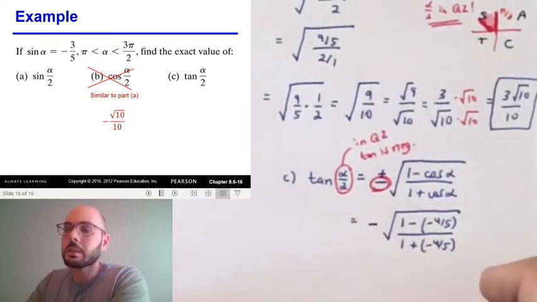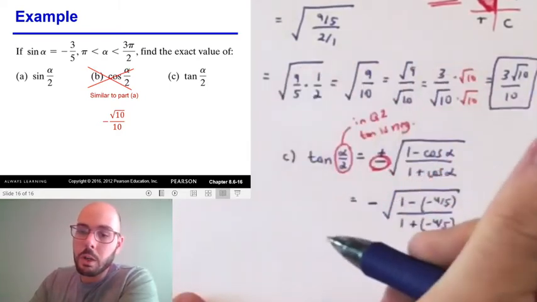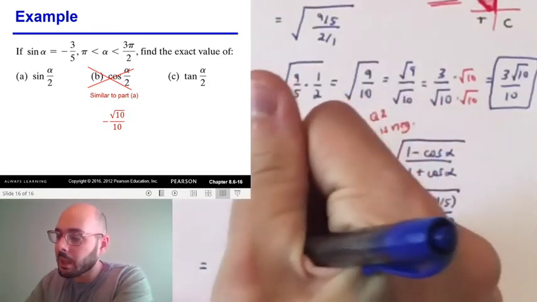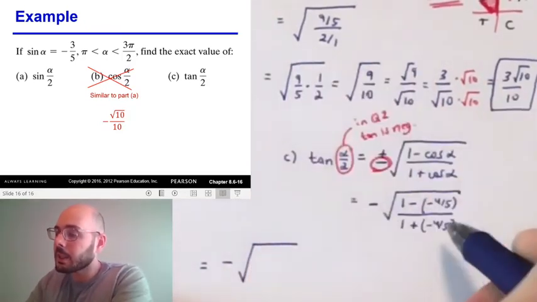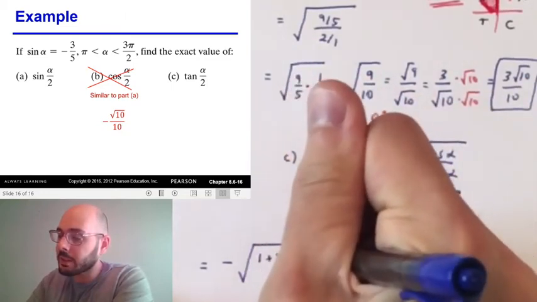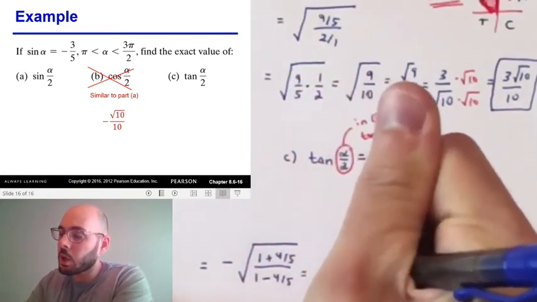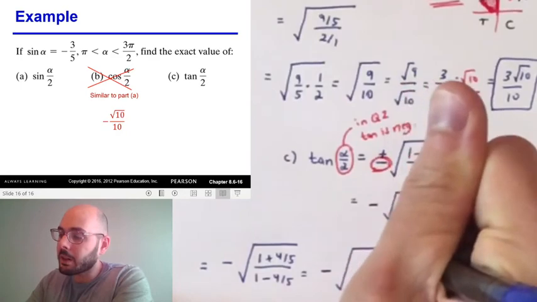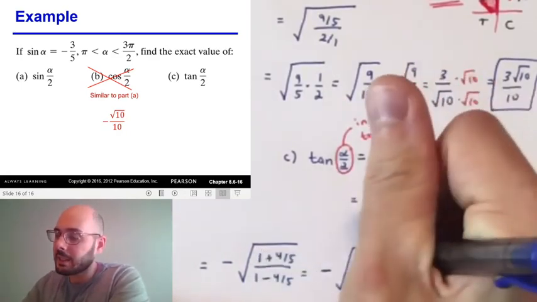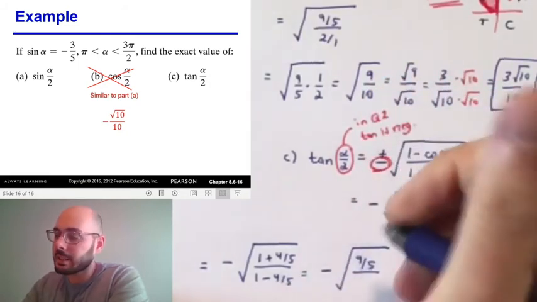And just like before, this is going to be some simplification work. So I'm going to move my work all the way over here to the left to make sure that I have as much room as possible. And I'm going to simplify this. So getting rid of these parentheses, I have 1 plus 4/5 on the top. On the bottom, we have 1 minus 4/5. You want to get a common denominator and add those fractions together. So on the top, 1 plus 4/5 is 9/5. On the bottom, 1 minus 4/5 is 1/5.